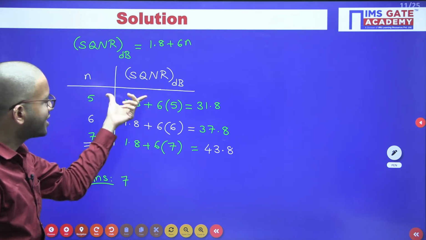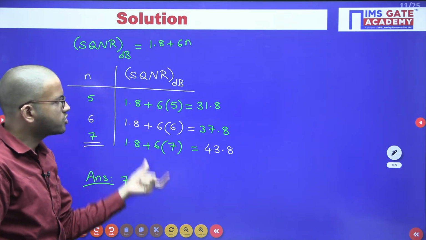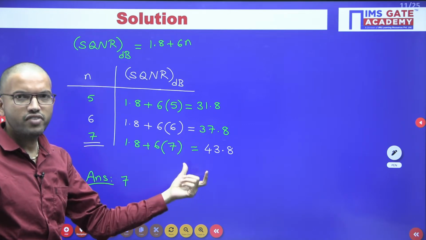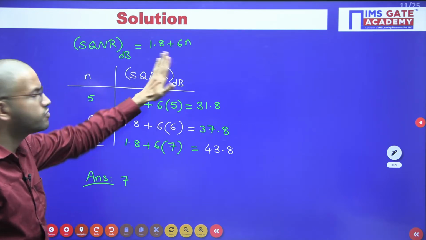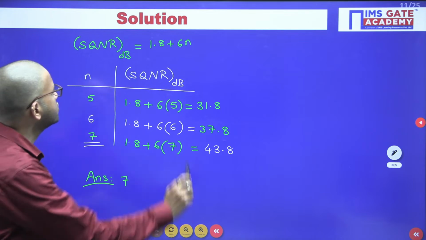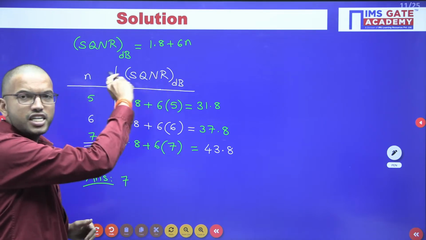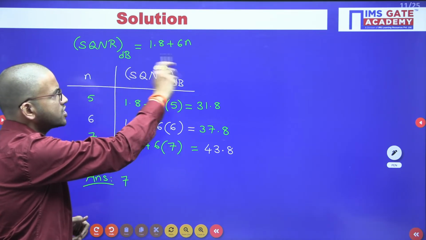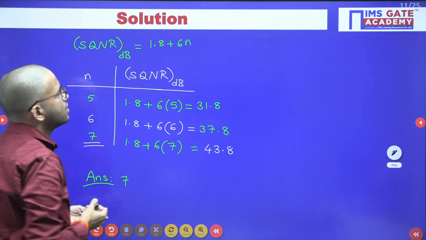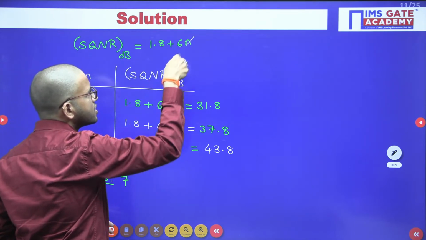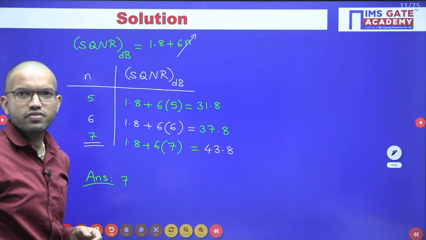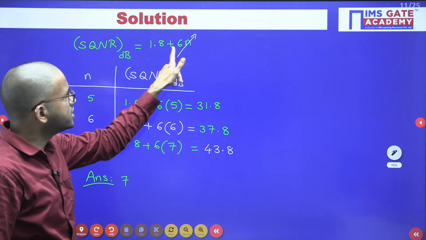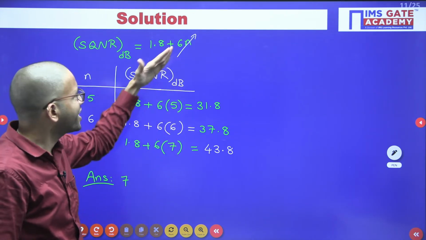For understanding purposes, for each case I substituted and found the final values. But if you carefully observe, regarding SQNR in dB, in this entire equation only n is the variable. Yes or no? Here 1.8 is a constant, 6 is also a constant. Only n is the variable.